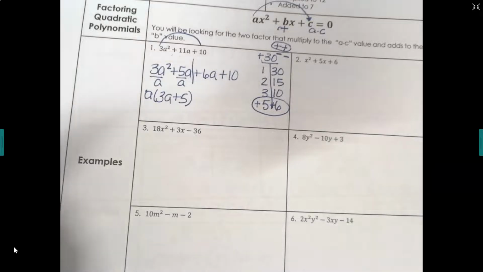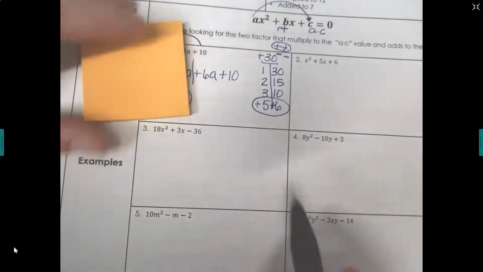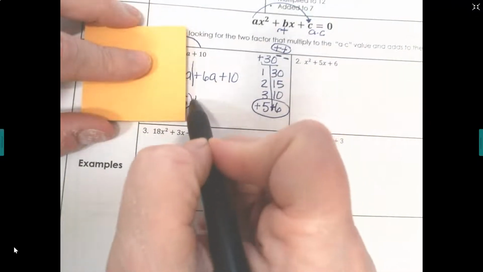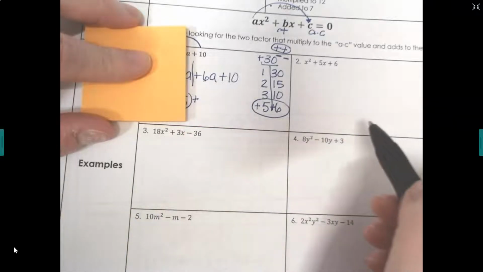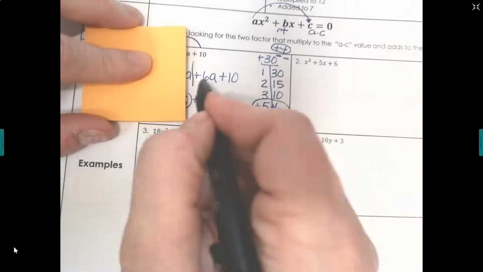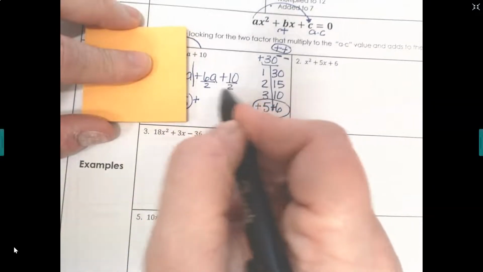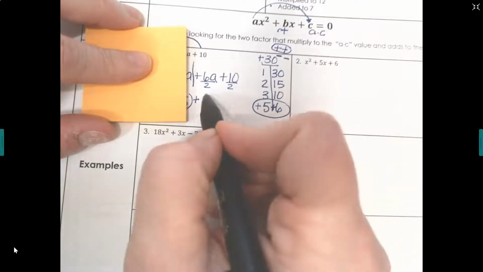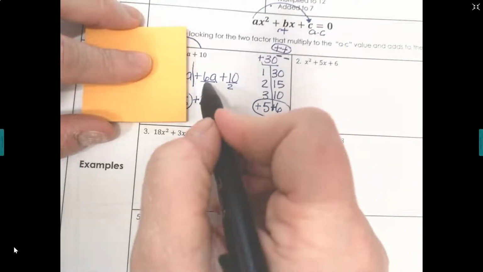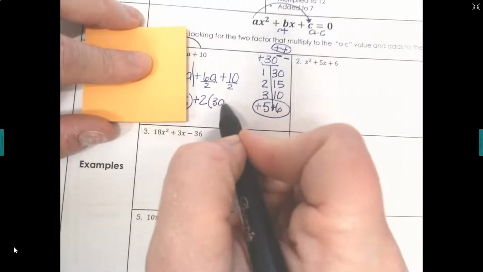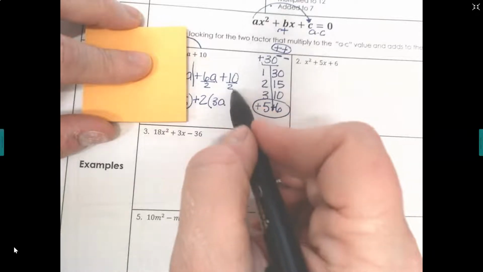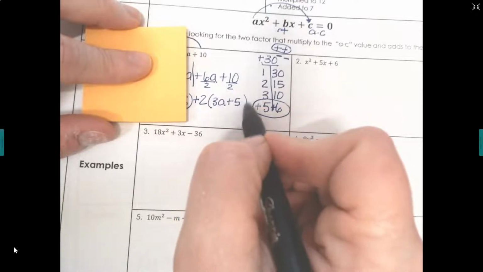Okay. Now look at the right-hand side. We have a positive value there, so we say plus. What goes into both of those numbers, 6 and 10, is a 2. They have no variable in common, so it's just the 2. And what's left behind, 6 divided by 2 is 3, and the A cannot simplify. And 10 divided by 2 is 5.